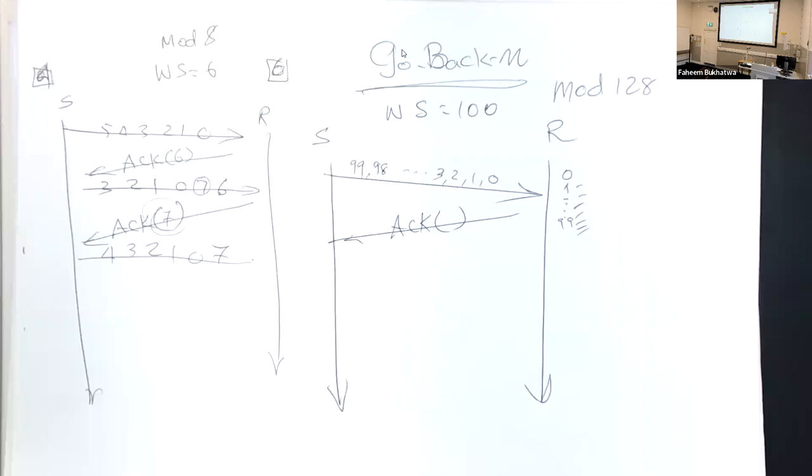We receive all the frames up until 99. What about 100? That's what I expect from you, frame number 100. And then the sender will send number 100, 101, 102, all the way to 127, and then go back to 0, 1, 2, 3, until it sends another 100 frames.